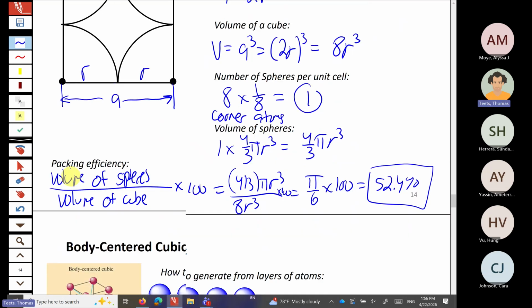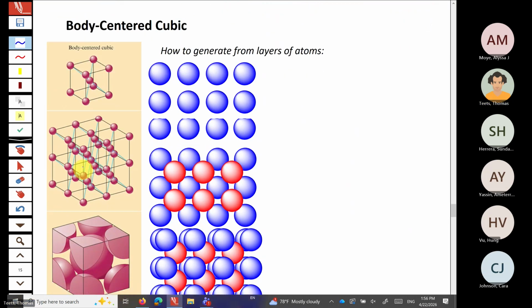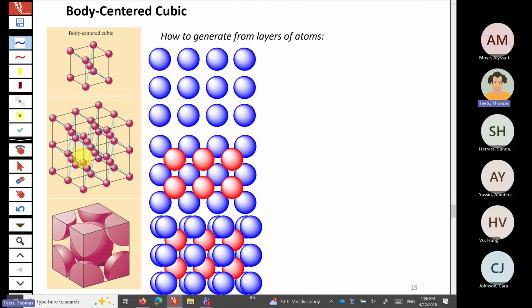All right. The next major structure type is called body-centered cubic. And so the way that we generate this from layers is we place the atoms in a 2-dimensional layer, but with a space in between them at first.